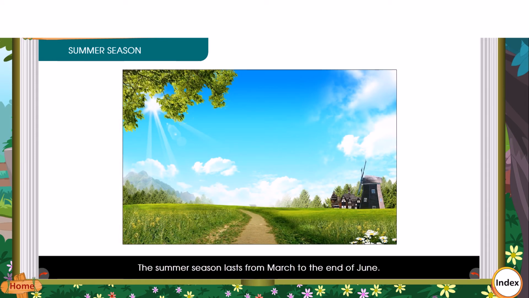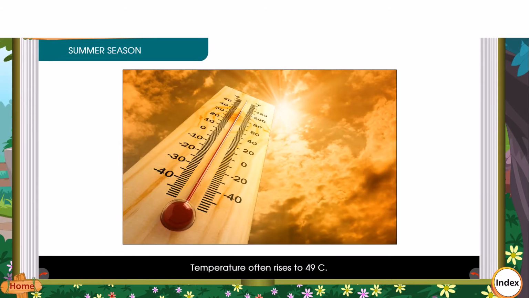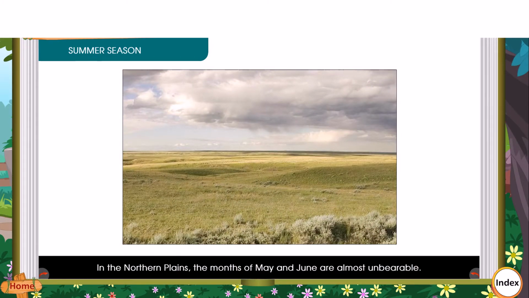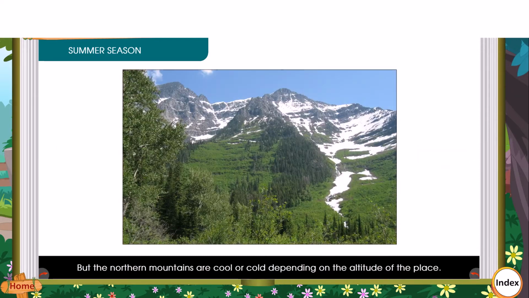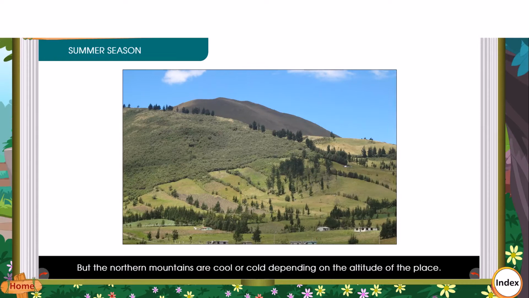Summer season. The summer season lasts from March to the end of June. The northern plains get the greatest heat. Temperature often rises to 49 degrees Celsius. In the northern plains, the months of May and June are almost unbearable. But the northern mountains are cool or cold depending on the altitude of the place.